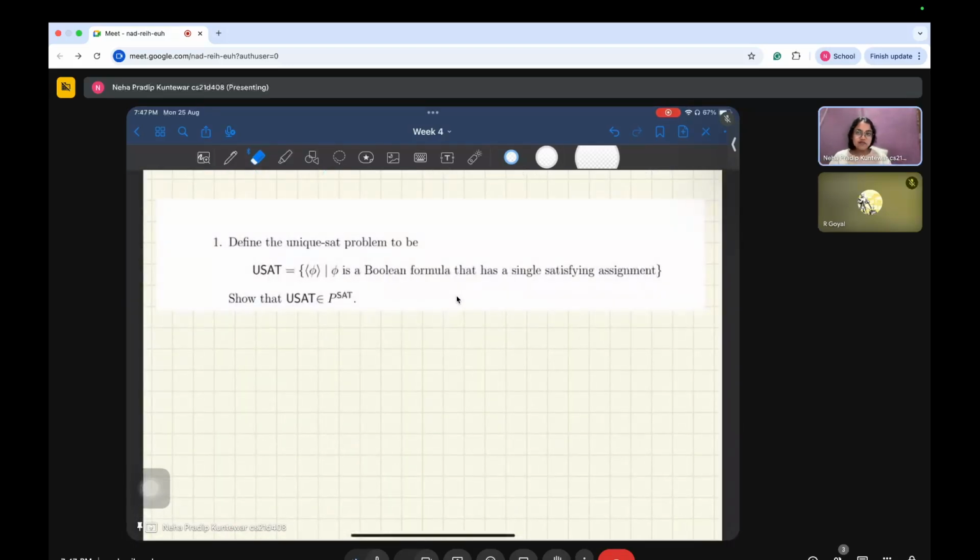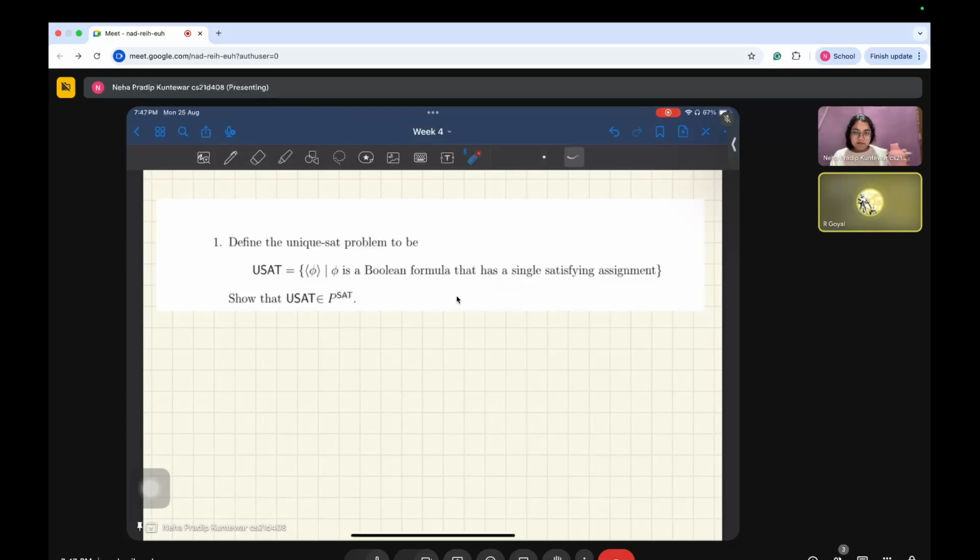Yeah, so let's do one question of that kind. We'll define this unique SAT problem as a modification of the SAT problem, where instead of having some satisfying assignment, we have exactly one satisfying assignment. So I think since phi is a Boolean formula, all the Boolean formulas which have just one satisfying assignment would become part of it.